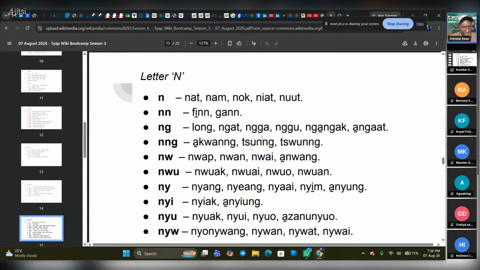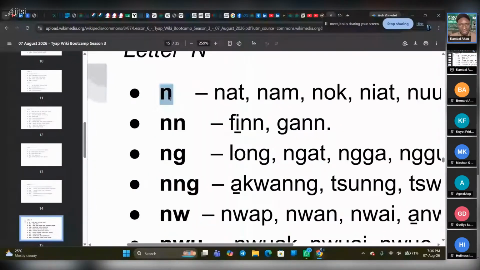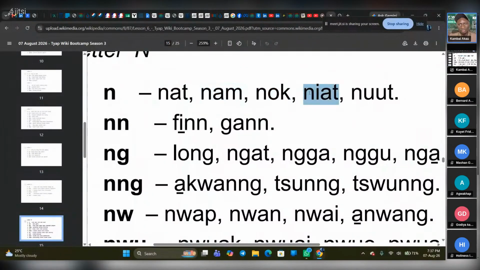And then we have the letter N. Under letter N, we have like 3 sounds, independent sounds, just like the letter G and letter K. We have the pure N sound, which is the N sound. Examples, we have nat, we have nam, we have niat, and then we have node.